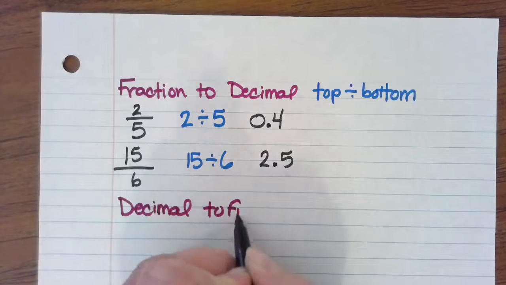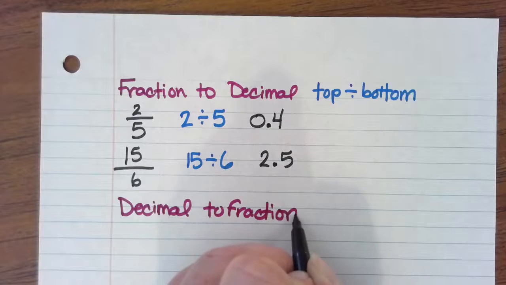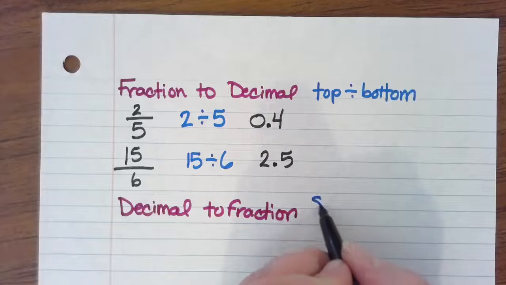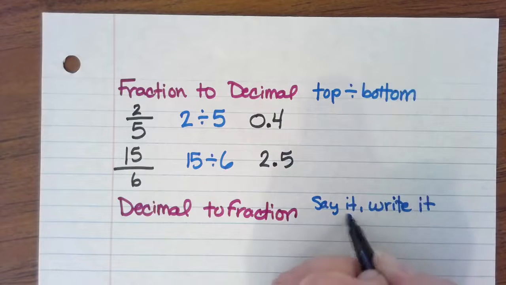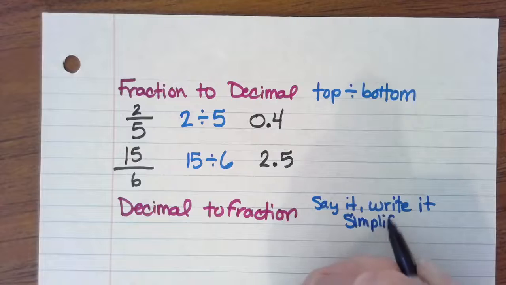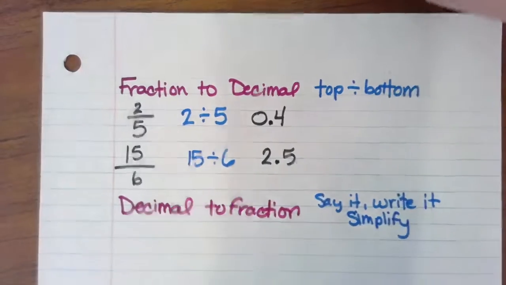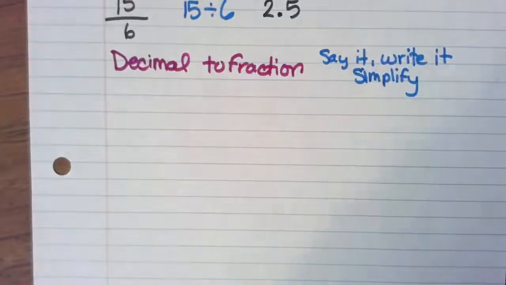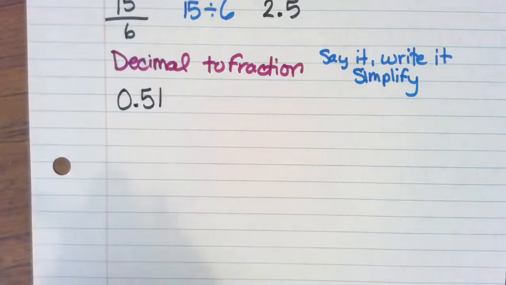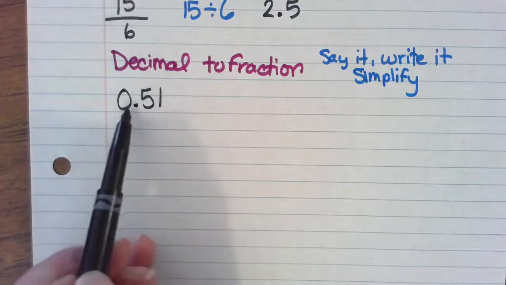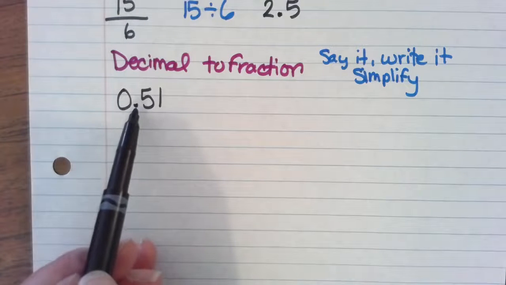Now last but not least, we're going to do decimal to fraction. And this one we have to say it, write it, and then simplify. So if I have a decimal like 0.51, I need to say this. Now I'm saying it 0.51 because as a high school teacher, oftentimes we use that kind of language, but think way back to middle school or elementary school. When you were asked to read this, your teacher wouldn't let you say point.